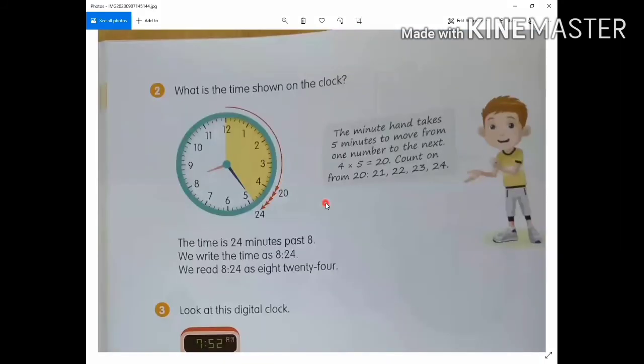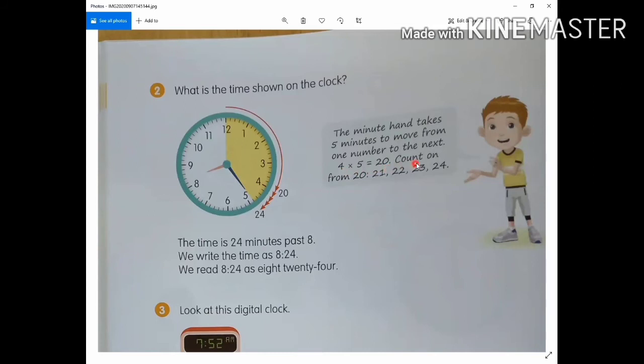And then page 54, number 2. What is the time shown on the clock? Look at the clock. The minute hand takes 5 minutes to move from one number to the next number. Remember that? It means 4 times 5, right? There are 4 numbers. So 4 times 5 is 20.